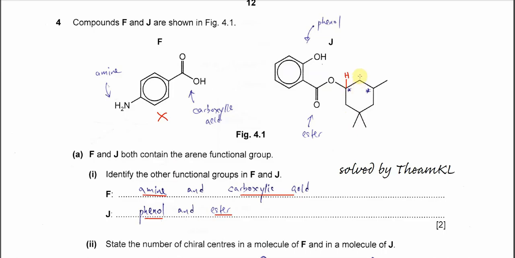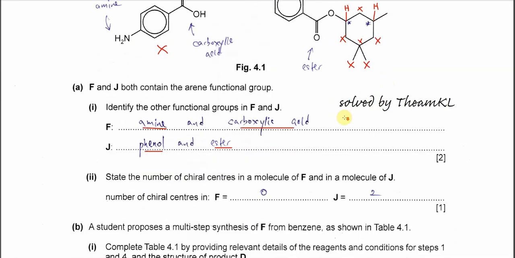This one is CH2, not a chiral carbon. This one CH2, not a chiral carbon. This one, no. This one also is not a chiral carbon. This one also cannot be a chiral carbon because it is bonded to two same groups here. So another chiral carbon is here. This carbon is again bonded to hydrogen, one group, two groups, and another group. So it has 4 different groups. Therefore, molecule J has 2 chiral centers.